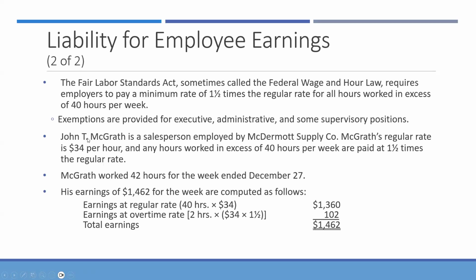John T. McGrath is a salesperson, and the regular rate is $34 an hour. Any hours worked in excess of 40 hours are time and a half. McGrath worked 42 hours this week, so earnings at the regular rate are 1,360, and overtime earnings are 2 hours times 34 times 1.5, which is 102. So the total earnings would be 1,462. I think you guys are all familiar with overtime. I've worked overtime jobs where I do get paid overtime.